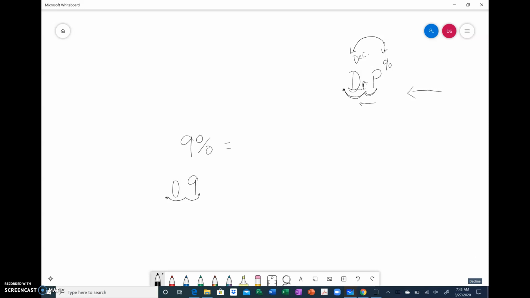So 9% would be 0.09, or you would read that as 9 hundredths. And again, mathematically, 9% would be 9 per 100. And you should be able to see that this decimal and this fraction are equivalent. All right, but let's try it. Oh, let's actually do C because it has something a little bit different there.